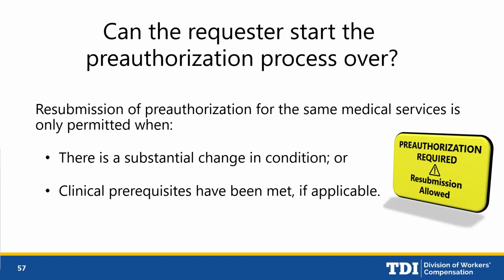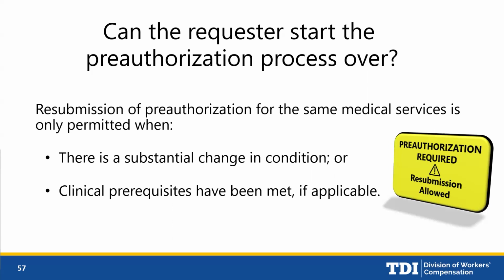That is when you can document a substantial change in the patient's condition, or maybe, like I was talking about for spine surgeries, it may require a psychological evaluation before a spine surgery. That could be a clinical prerequisite. Or maybe they're saying you should have tried conservative treatment first. Well, you maybe didn't submit the PT along with the surgery request. So those are the only two conditions in which you can start over. So remember that. You want to get it right on the front end.